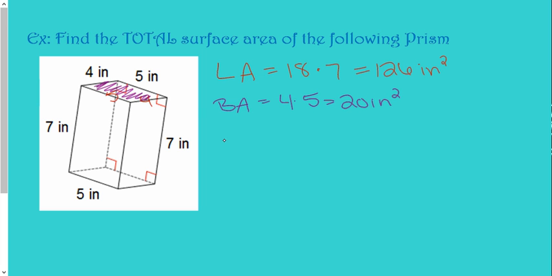So to find the total surface area, it is my lateral area plus 2 times my base. Well, 126 plus 40 is 166 inches squared. So that's just using the lateral area and base area. Again, you could go straight through it and find the area of all 6 of these sides and then add them all together.